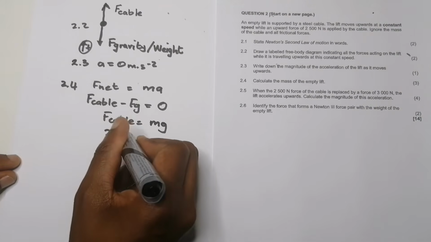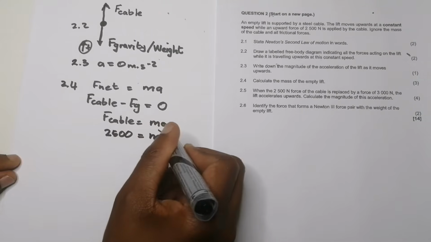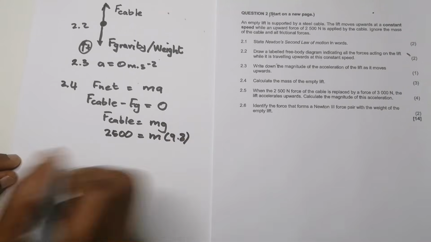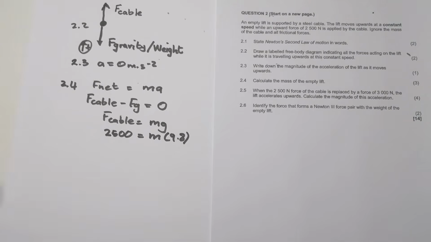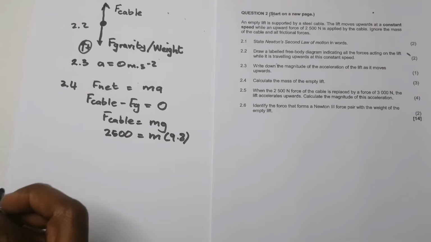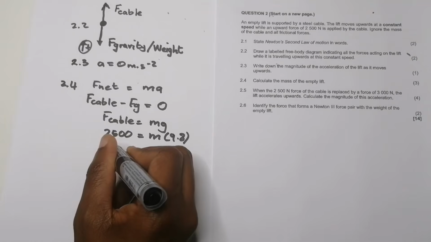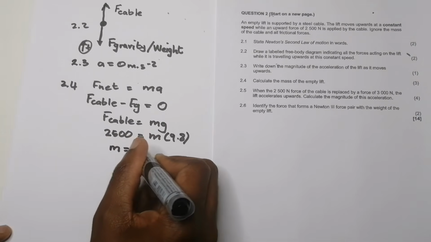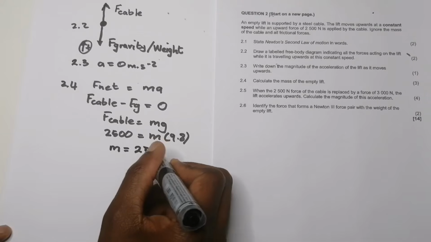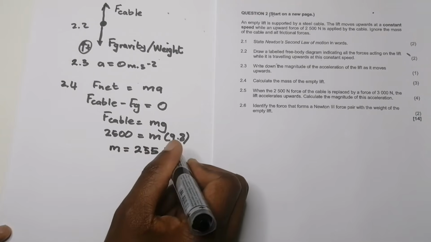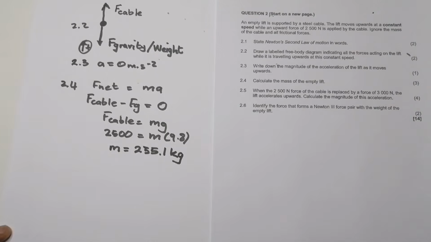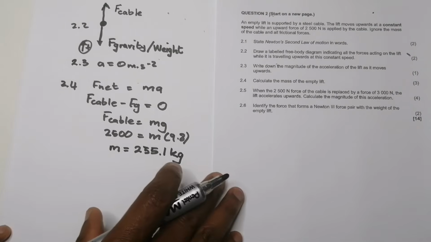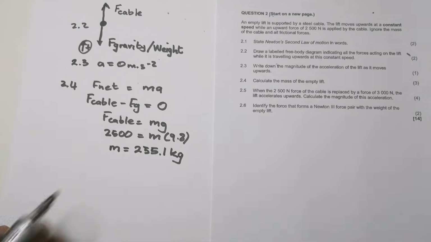This was 2,500. I want the mass, and I know gravitational acceleration is 9.8. So all I need to do is divide 2,500 by 9.8, and I get 255.1. So the mass is 255.1, and remember this is mass, so it's in kilograms. Beautiful stuff. That was the mass of the lift.